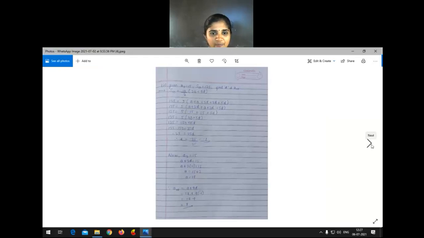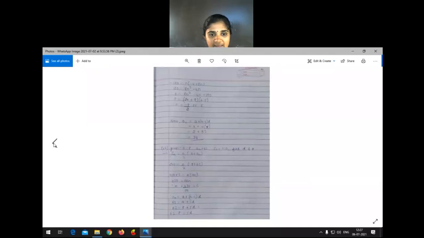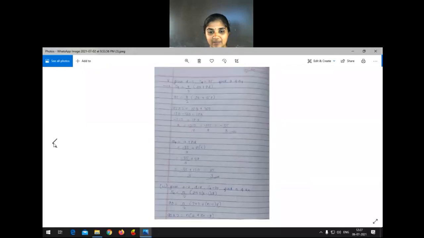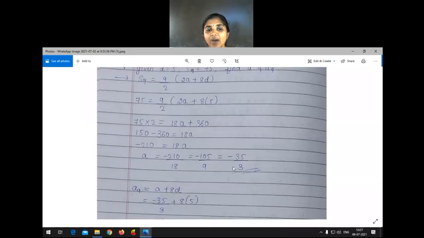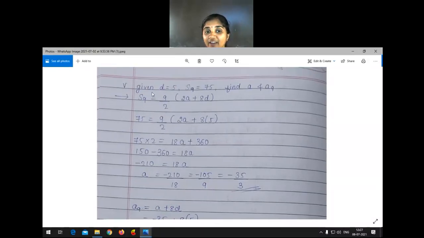Fifth question in the third main. Now, what is given? D, the difference, is given. S9 is equal to 75. Find A and A9. Same type of question, but here we have to find A and A9. In the last problem, it was D and A10.